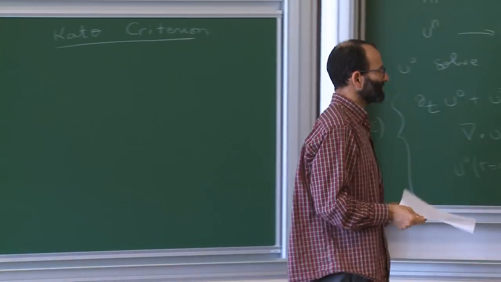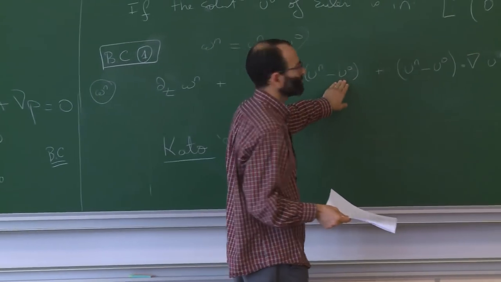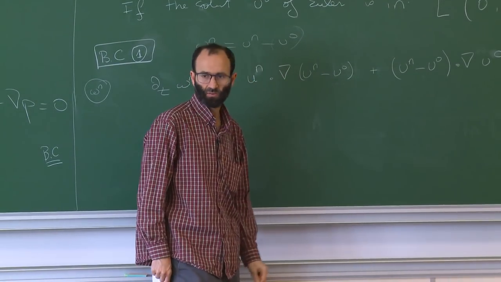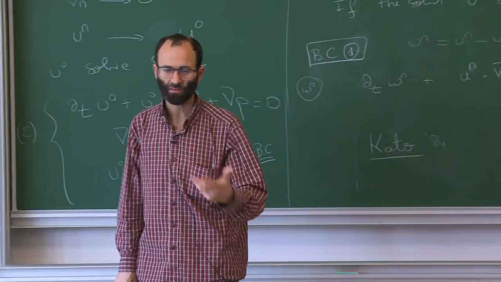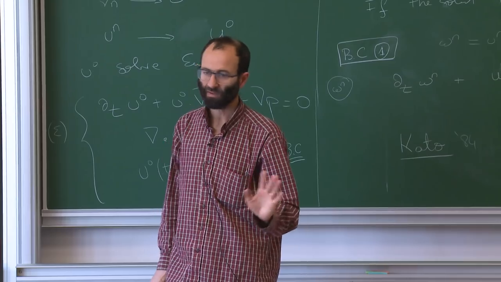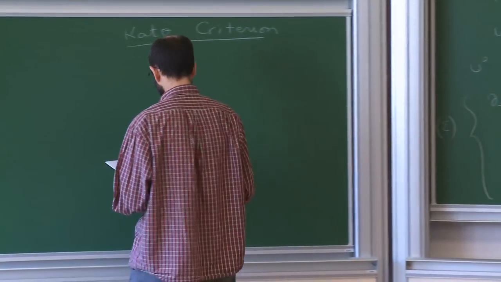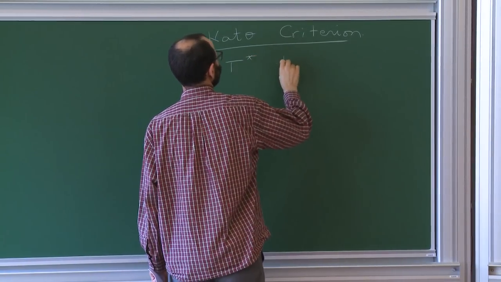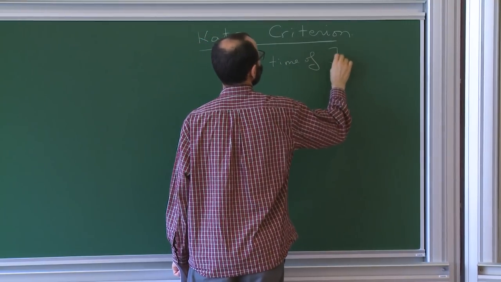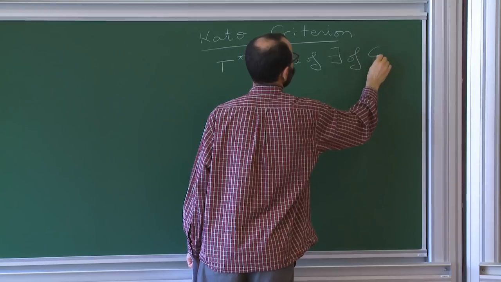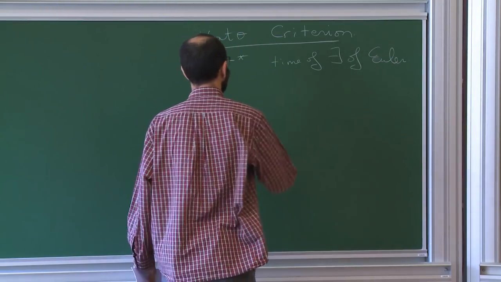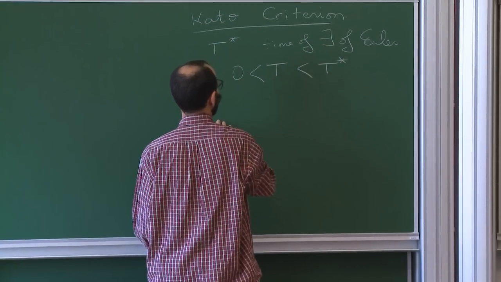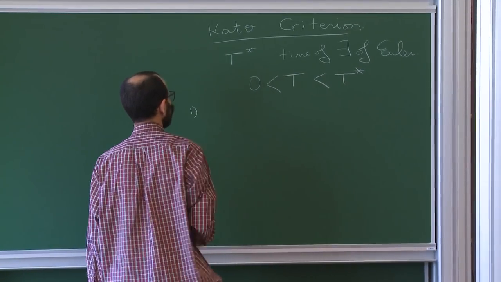Of course here we are in a situation where Euler has a nice solution, right? So Euler has a solution in some H^s space, nice. So it's not a question about regularity of the limit problem. The limit problem can be very, very smooth. So T star again is the time of existence of Euler. And again, I take t less than T star. Then we have the following three statements which are equivalent.